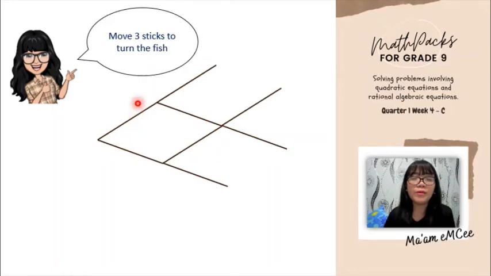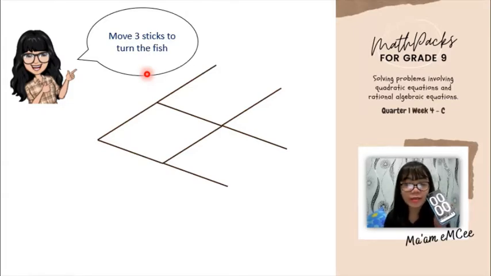Using 3 moves only, we need to turn this fish in such a way that it will be facing the right side. I will be giving you again 20 seconds to try this challenge, and then after that I will be revealing the answer or the correct way and how to do this. So let me start. Your timer starts now. Again, 20 seconds. We have here 8 sticks in total. We need to turn this fish so that it will be facing the right side, and we only have 3 moves to do this.